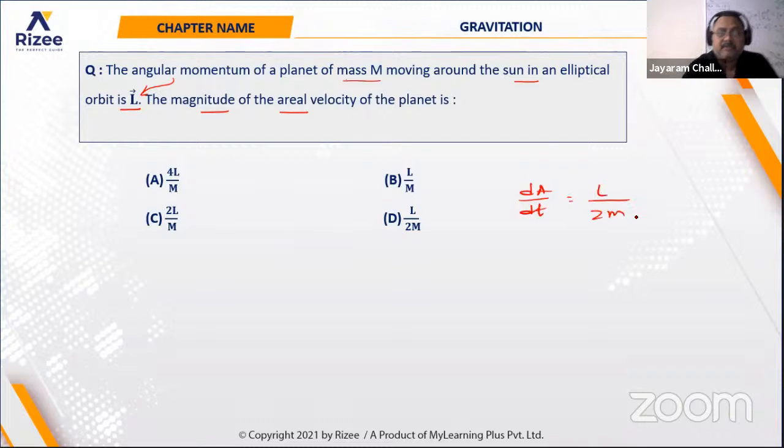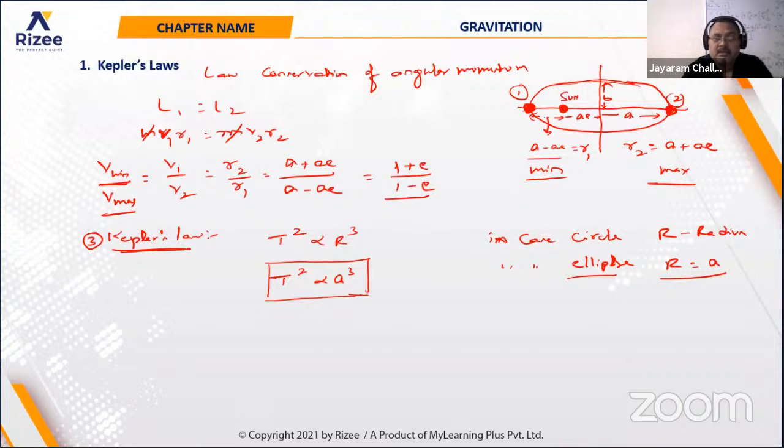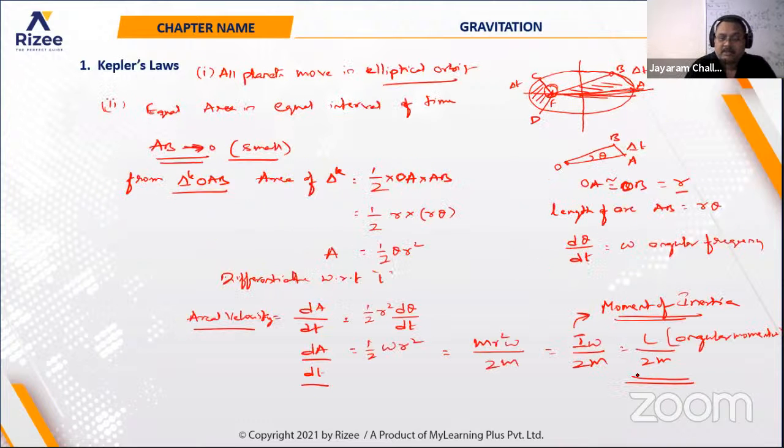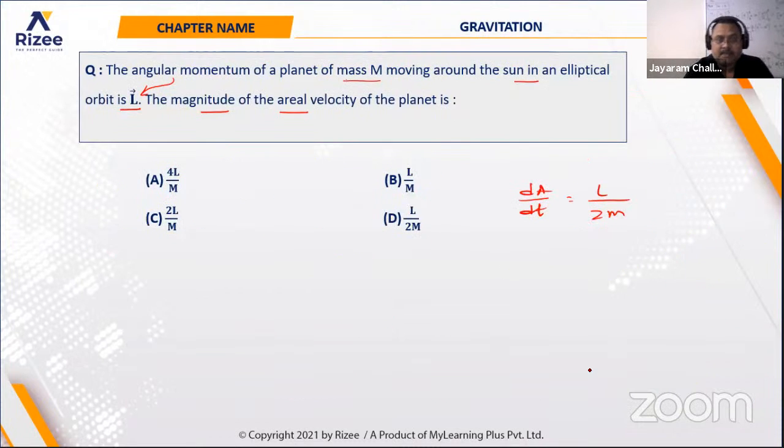That's what we have just now derived here. Okay, so this is the relation L by 2m. So this is the one we have derived. So this is the previous question as it is. You have got that particular thing. So your option will be D.